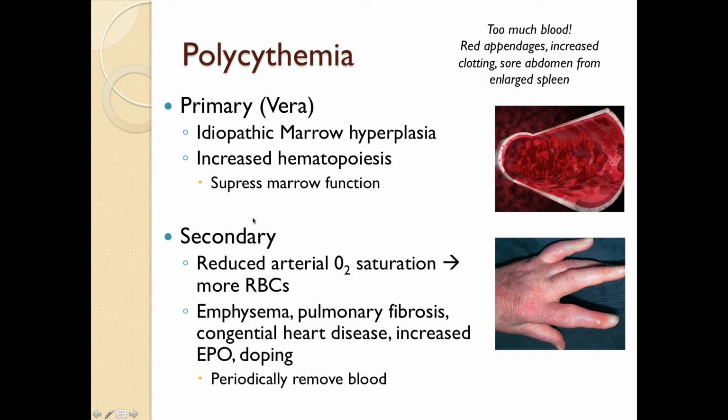The way to treat secondary polycythemia is not going to be medications that suppress the marrow because it's a different cause. In that case, they will have repeated phlebotomies. So that is the removal of blood.